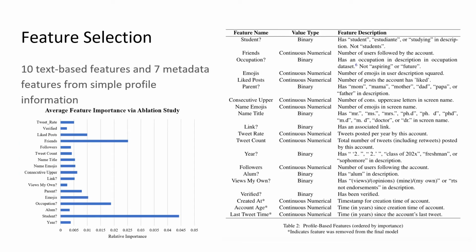To develop the inputs for our machine learning models, we analyzed the content of user profiles. We developed 10 text-based features, which were features based on the descriptions or names of each user, and 10 metadata features, which were direct data points about the user, such as the number of followers or friends. We ultimately removed three features because they decreased the overall model performance. That can be seen in the table to the right. We then conducted an ablation study to verify the importance of our 17 remaining features, and found that all 17 had a positive relative importance to the model. The results of this study are also in the figure to the left.